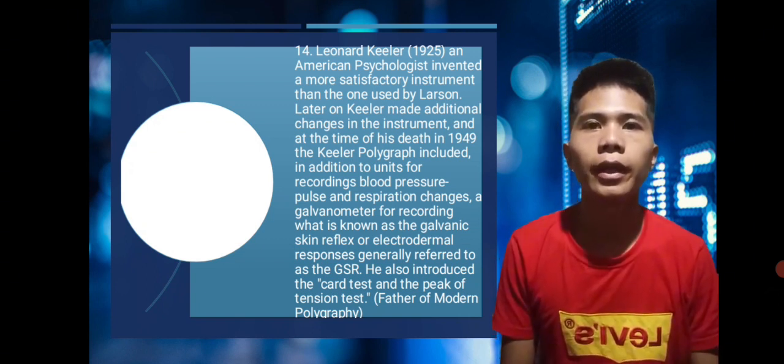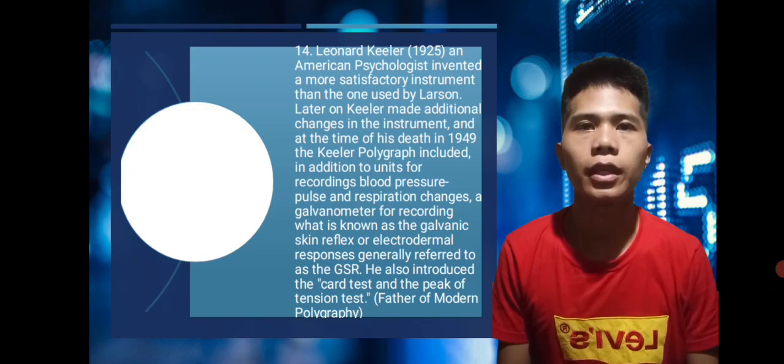Later on, Keeler made additional changes. During the polygraph examination, the person being tested is typically asked a series of questions, including the control questions and relevant questions related to the specific issue under investigation. Then, the examiner is going to analyze the physiological responses which are being recorded during the questioning to determine if there are significant changes that indicate deception.